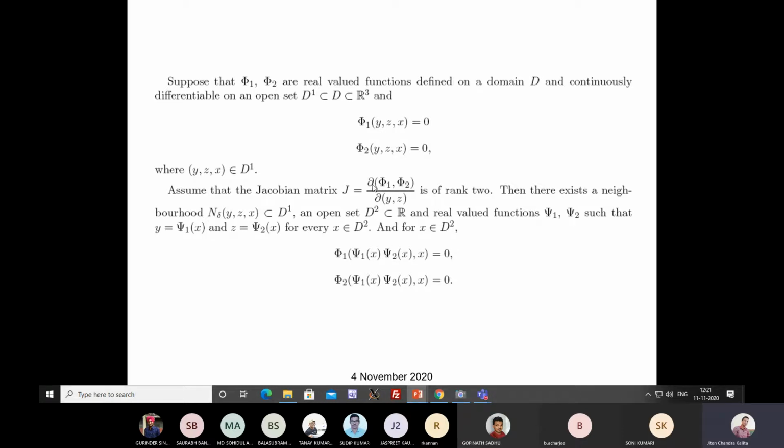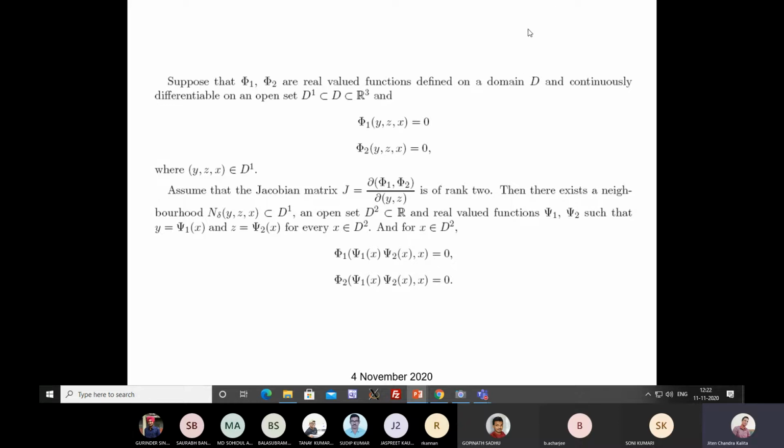So what is going to happen? If this Jacobian is non-zero, of rank 2, at a particular point, then what is going to happen in the neighborhood of that point? You will be able to express y and z explicitly in terms of x. That is what it says. Is it okay with everybody? Let me assert that this is nothing but a consequence of the implicit function theorem.